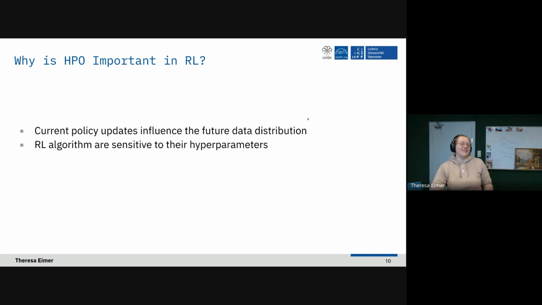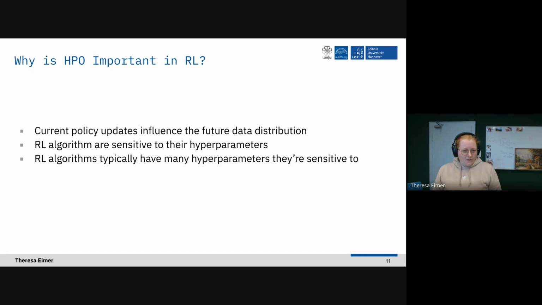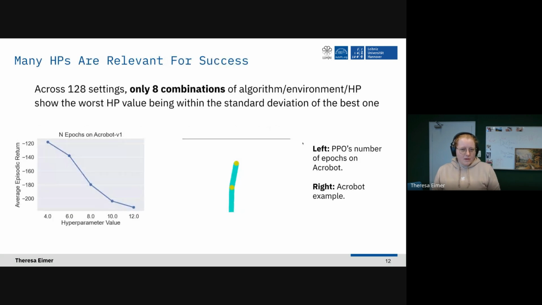We also know that RL algorithms are sensitive to the hyperparameters. They're not just sensitive to 2 or 3 hyperparameters, they're sensitive to a lot of them. We've actually shown this. This is some results from an ICML paper we published last year. We tried 128 settings in total. So it was 3 algorithms and all of the hyperparameters that were exposed in the Stable Baselines implementation of them, and quite a few environments each. So SAC, TQC, and PPO, I think. And of all those 128, we only saw 8 combinations of algorithm, environment, and hyperparameter, where the worst value is within the standard deviation of the best value, meaning that it's kind of not very relevant to do it well.